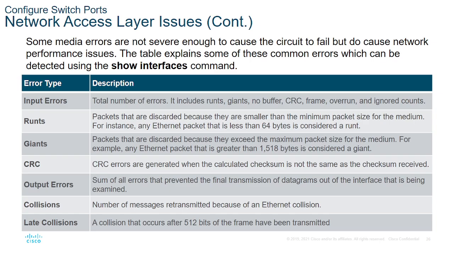Output errors are the sum of all errors that prevented the final delivery of a datagram out of an interface. Collisions are normally the number of messages that are retransmitted because of Ethernet collisions. And late collisions are normally collisions that occur after the first 512 bits of a frame have been transmitted. So these are all statistics that will be given to you by the show interfaces command.